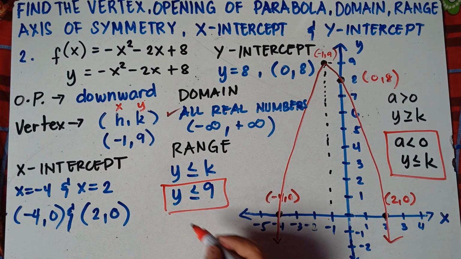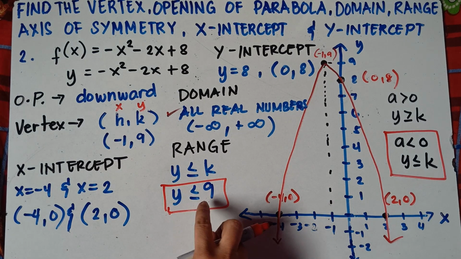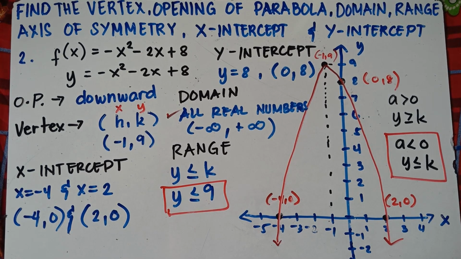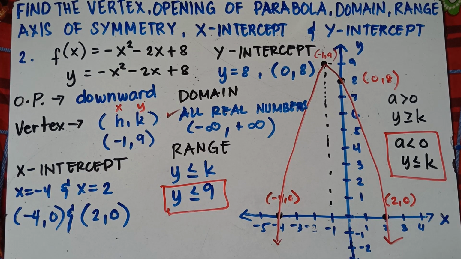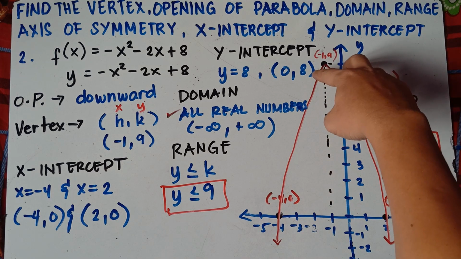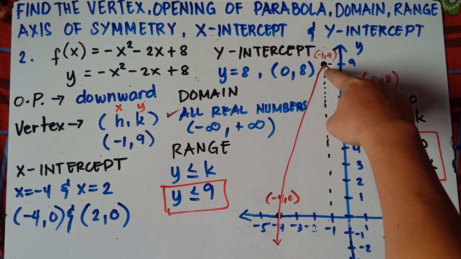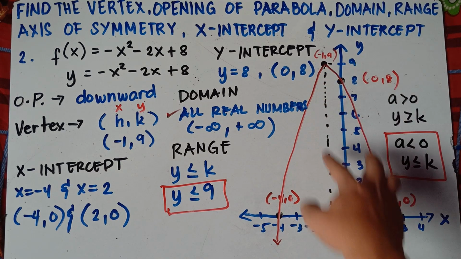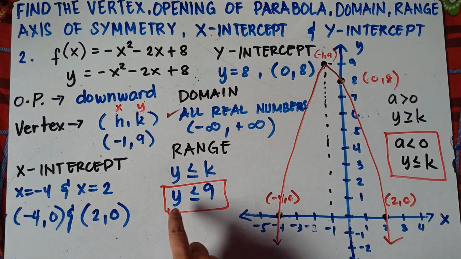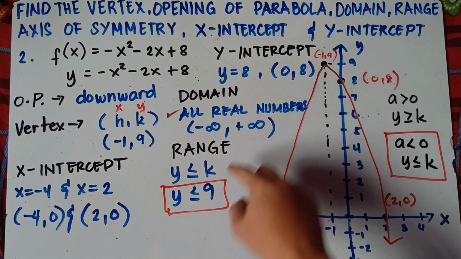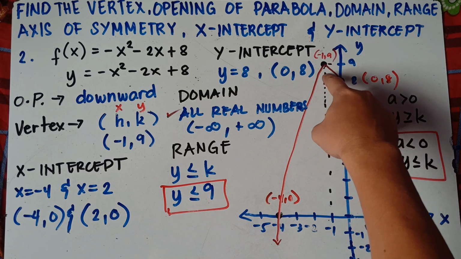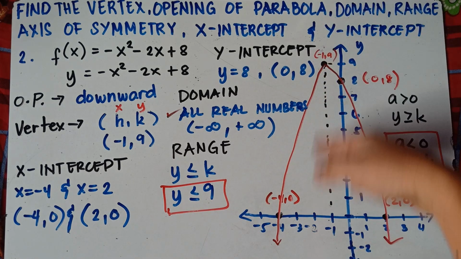But we will explain this one. Why is it y less than or equal to 9? Now, for your range, class, that would be the y values. As you can see, our graph will go down, from positive 9 down to negative infinity. So that's why you have y less than or equal to 9. Once again, why do you have equal? Because it starts at positive 9 and goes down to negative infinity.